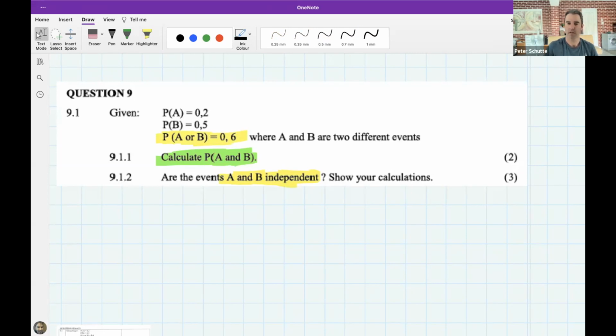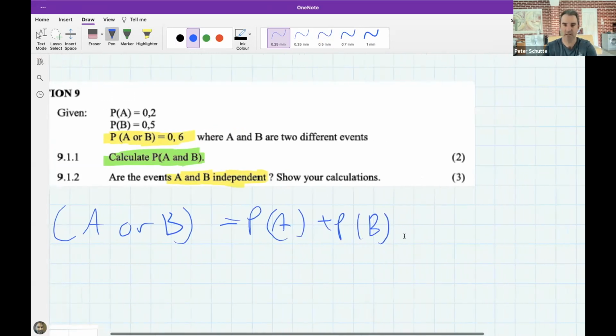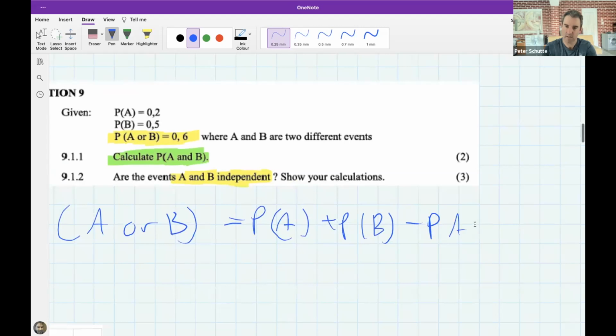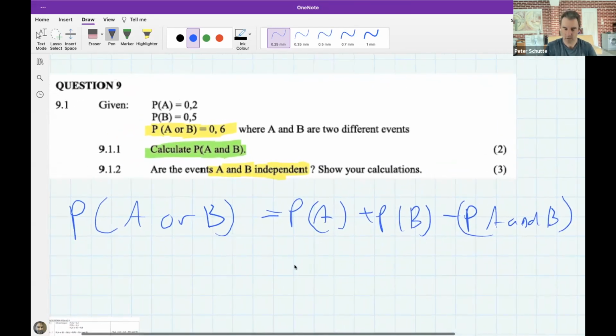We are going to use the general rule, which is P(A or B) is equal to P(A) plus P(B) minus P(A and B). Then we transpose the P(A and B), and then the P(A and B) will be positive, and then the P(A or B) will be negative. You are smashing it. Thank you so much.